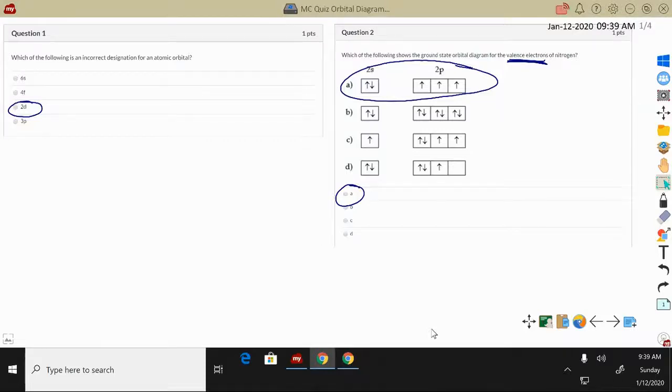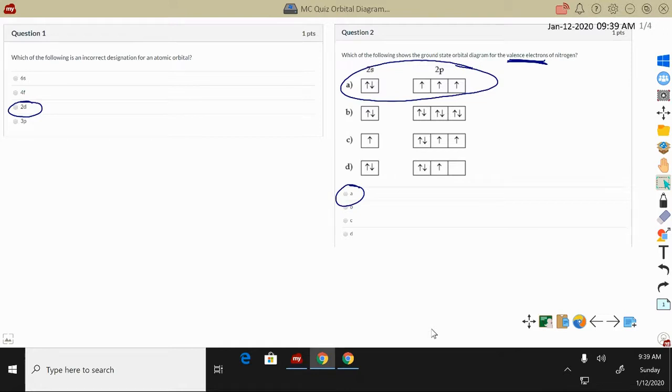This is the quiz on orbital diagrams and electron configurations. Most of these questions went pretty well for us. In question number 1, there is no such thing as a 2D orbital. The Ds don't start until the 3rd energy level.